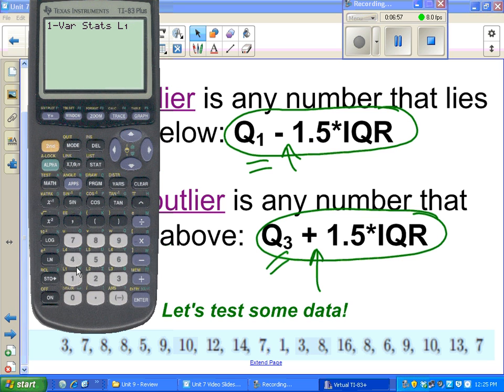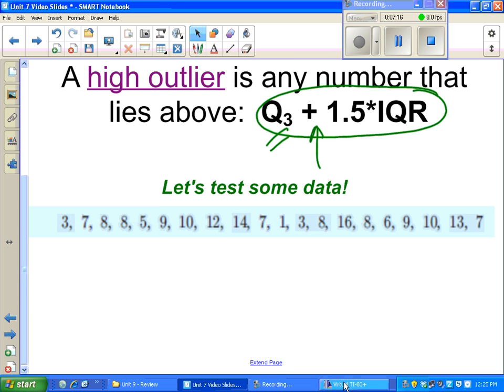data is in L1, so you do second L1 and you hit Enter. It's not immediately up here. You do see that the X bar is 8.2, that's your mean. But I want to talk about outliers, so I need the 5-number summary data. So if you look here, the min, Q1, median, Q3, and max, that is my 5-number summary. So why don't I just go down a little bit here and I'll record those numbers. Then we'll actually test for some outliers.